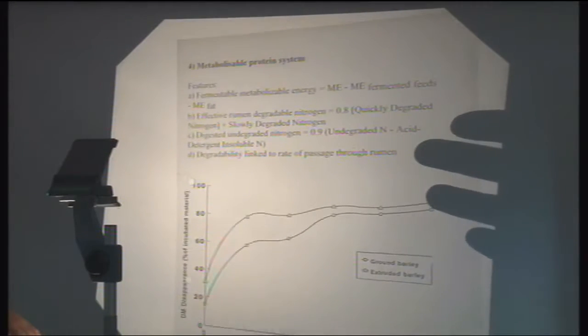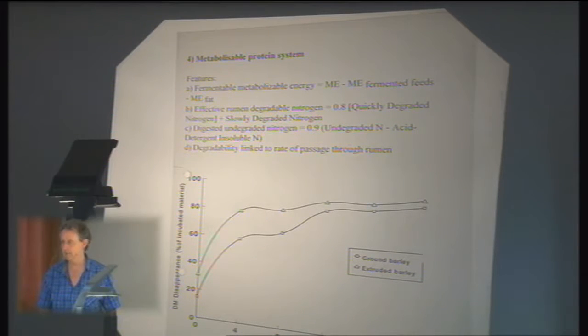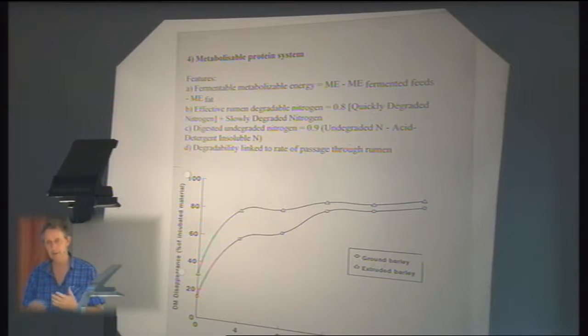So let's have a look at the rationing system. We're not going to do it, we're just going to look at it. The metabolizable protein system is like the metabolizable energy system. This requires us to know about the metabolizable energy, because the cow can only utilize the protein effectively if it's matched by the right amount of energy. So we need to know how much energy is available, and for that a fermentable metabolizable energy is calculated.